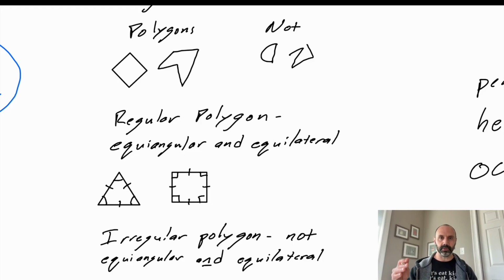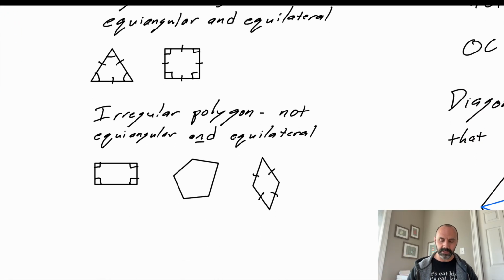So regular, according to the regulus, according to the rule, an irregular polygon is not both equiangular and equilateral. So it could be equiangular, like a rectangle, with just extended longer sides. One pair of sides is longer, but this is not a regular quadrilateral. It's not a regular polygon.